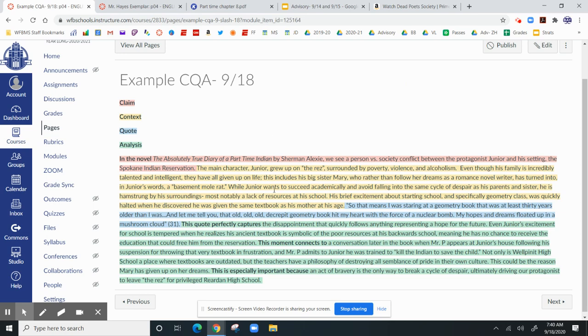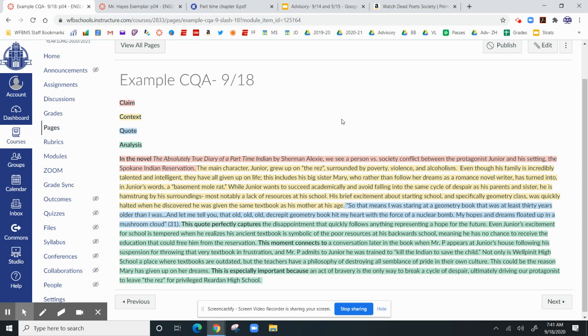Right here, while Junior wants to succeed academically and avoid falling into the same cycle of despair as his parents and sister, that's my little transition phrase there, he is hamstrung by his surroundings, most notably a lack of resources at his school. His brief excitement about starting school, and specifically geometry class, was quickly halted when he discovered he was given the same textbook as his mother at his age. So now I'm zooming into that one scene of my quote, getting more and more specific. Now my reader may never have read this book before, but now they know what's going on.